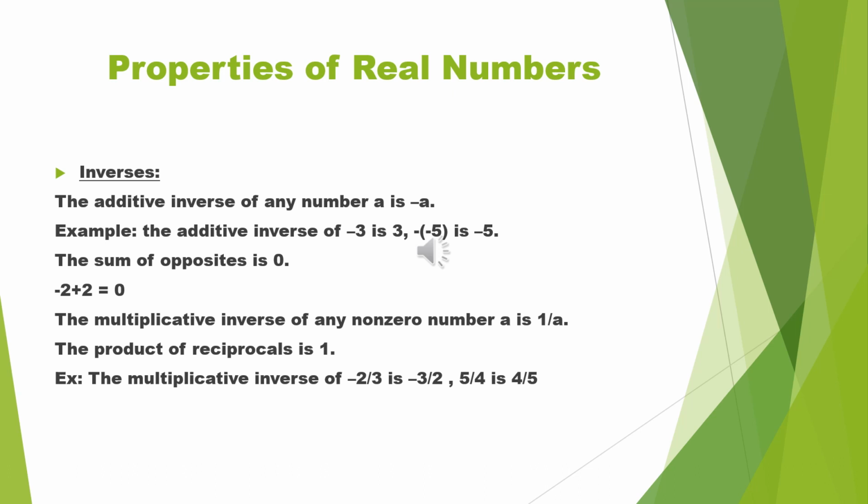The sign doesn't matter. If it is minus 2 over 3, the reciprocal of minus 2 over 3 is also minus 3 over 2. So the sign will not change for the multiplicative inverse. You just have to flip the numbers. Okay, you have to write the reciprocal of the numbers.